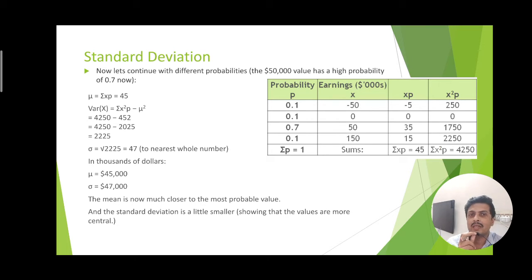the mean derived is $45,000 and the standard deviation is $47,000. Therefore, it is quite obvious that the statistical mean is increased compared to the earlier case of $25,000, which is a very good result, a very good case study in favor of the profit of the business. So it will attract a person to enter into the business, as well as the deviation of the profit.